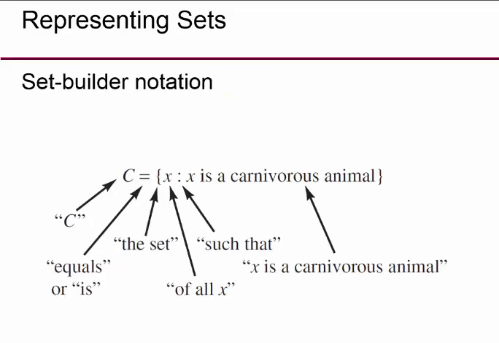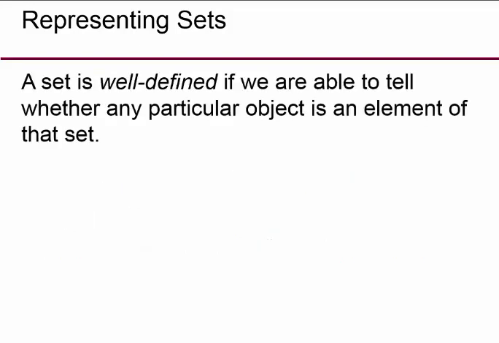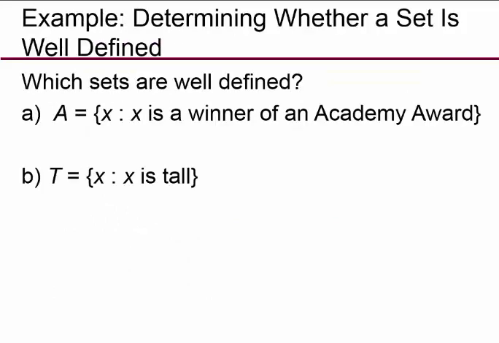Set builder notation, representing sets again. So the way that we read this is set C is equal to the set of all X such that, now instead of a colon, sometimes they just have a bar, a vertical bar, such that X is a carnivorous animal. And so this is how you read in set builder notation. So a set is well defined if we're able to tell whether any particular object is in fact an element of that set. So we're going to determine whether a set is well defined or not.